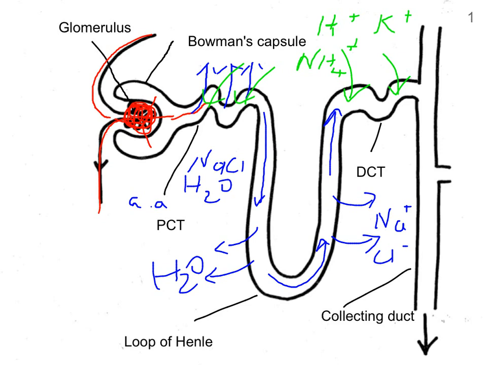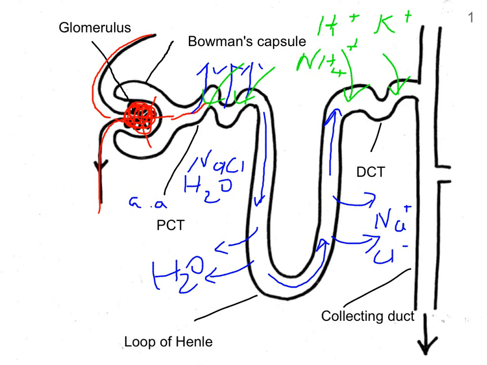Now our final step is fine-tuning the urine. If we would like to produce a more concentrated urine or a more dilute urine relative to maintaining blood pressure, we see that there are hormones that play a role in this. These hormones act on the distal convoluted tubule and collecting duct. The two hormones are ADH and aldosterone.